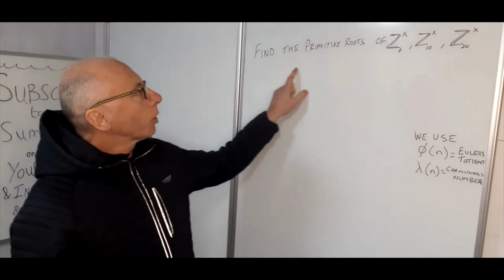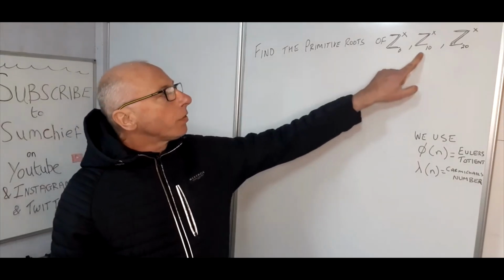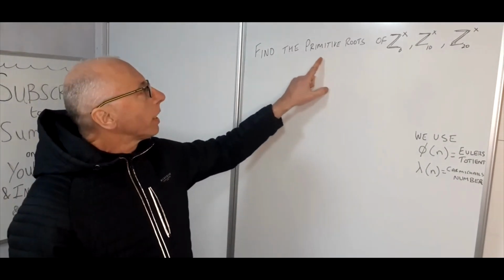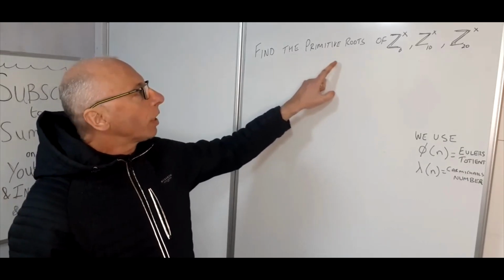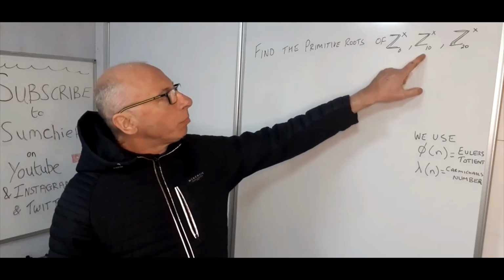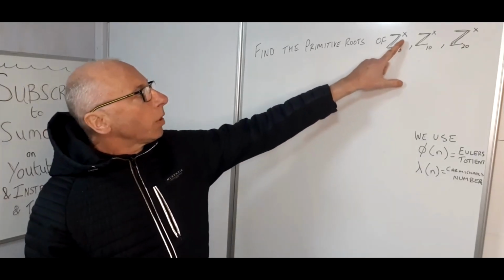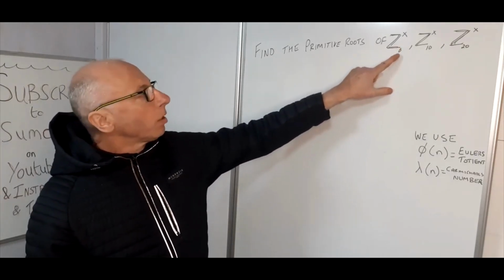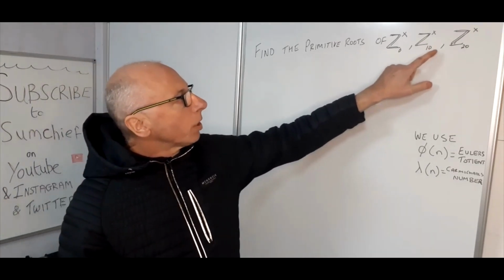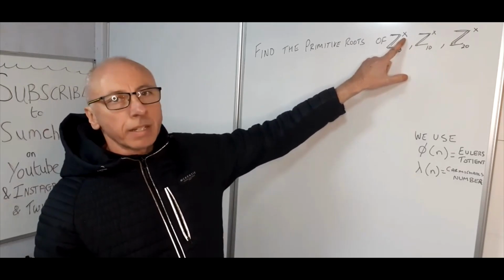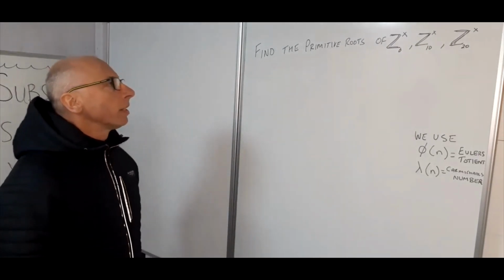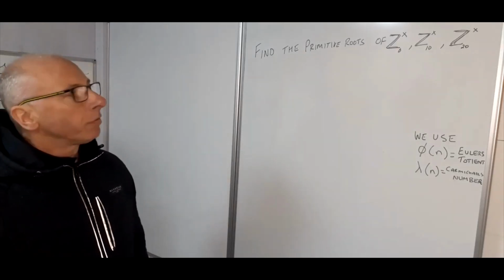Okay, so in this video we're going to find the primitive roots of these sets here. Now, the primitive root is the generator of the congruence classes when they're acted upon by these functions here. And what this means is integers modulo this number in the bottom, so modulo 6, modulo 10, modulo 20, and it's acted on by multiplication.